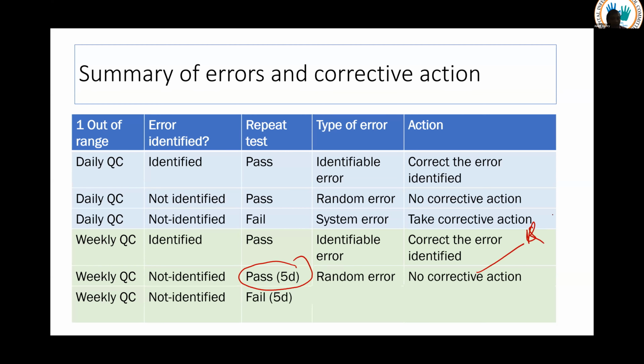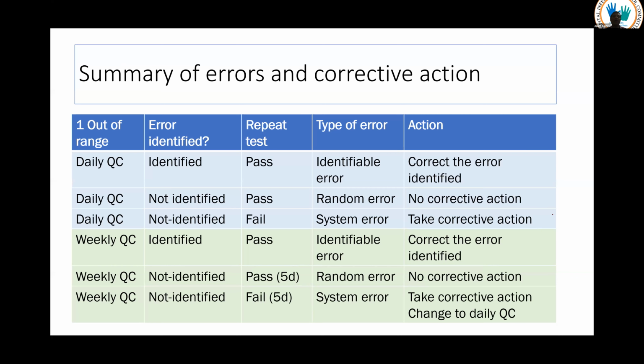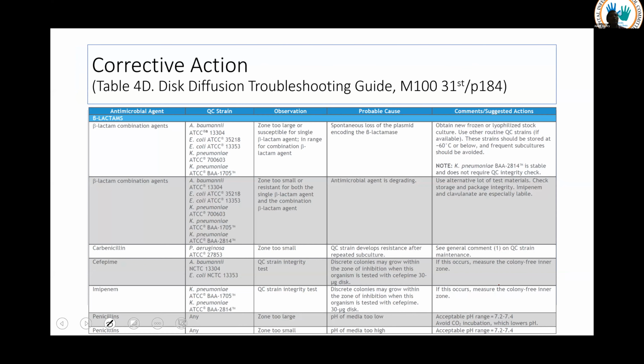But if you do not have 5 pass QC results, then you have to take corrective action. Until corrective action has been taken, you have to resume back to the daily plan. So what are the corrective actions? If you look into M100, you can see the list of corrective actions, there are some 4 to 5 pages of corrective actions.